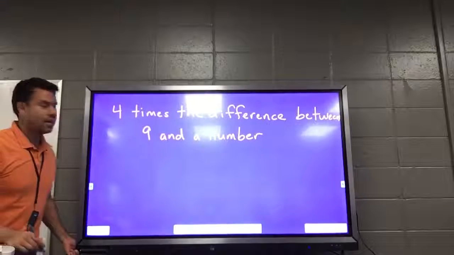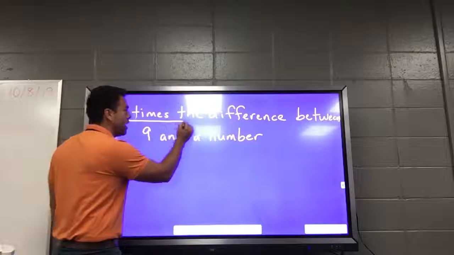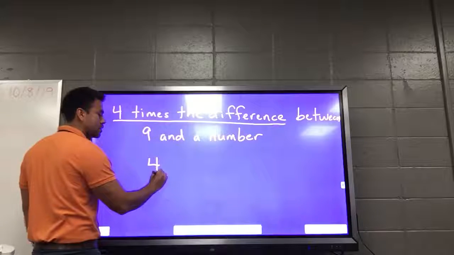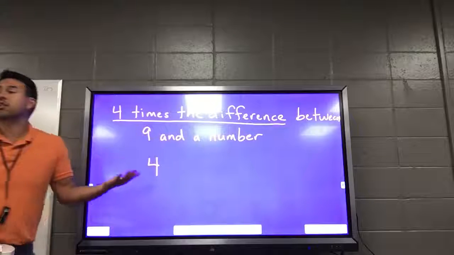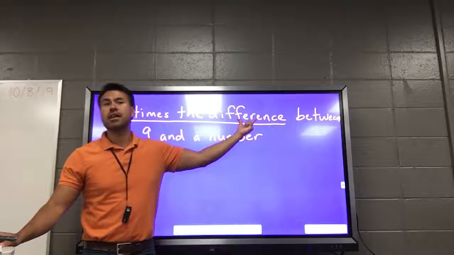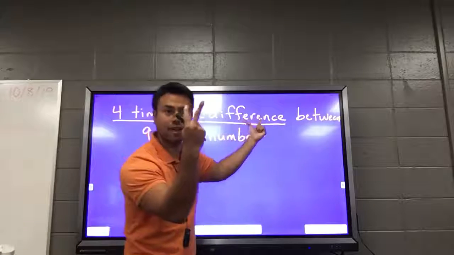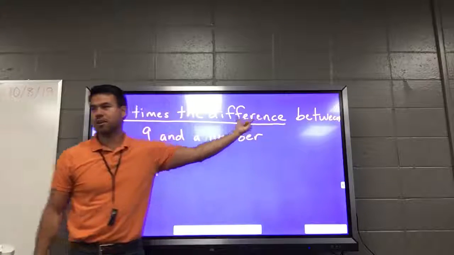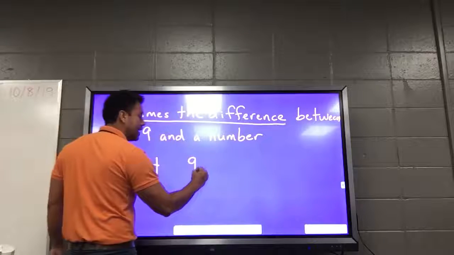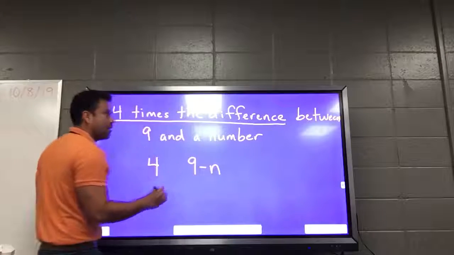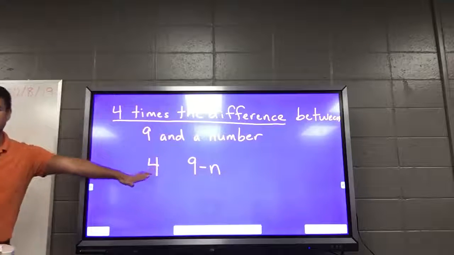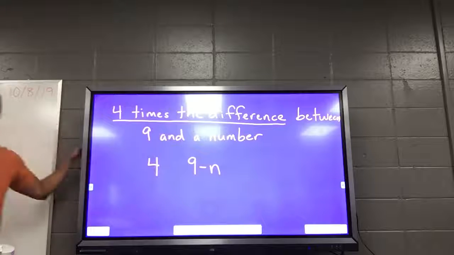Okay, ready? You're doing 4 times what? The difference. All right, so 4 times the difference. And you're like, the difference of what? Because what are you referring to with difference? What operation? Subtraction. And you have to be talking at least 2 numbers. What 2 numbers am I talking about? 9 and a number. Okay, the difference of 9 and a number being multiplied by 4. How would you show that? That's not it. It's not fully complete. There's more to that. Yes, ma'am?